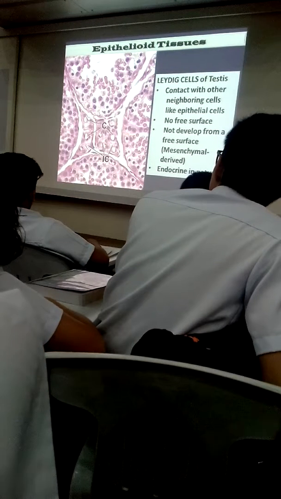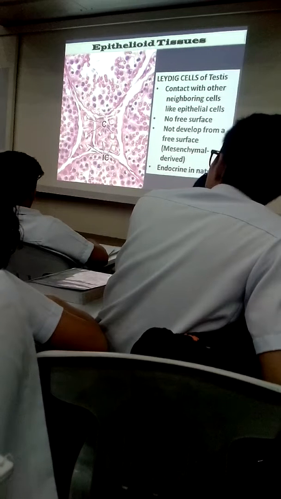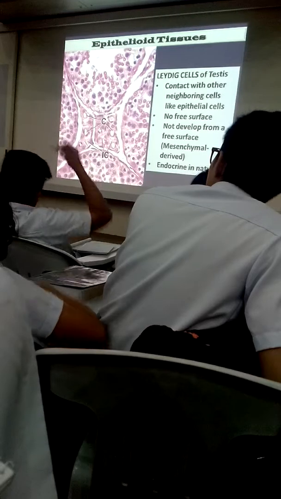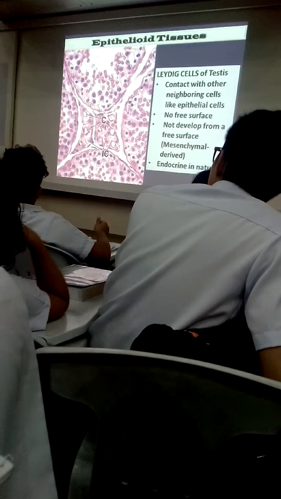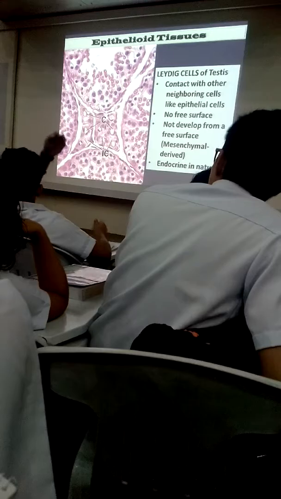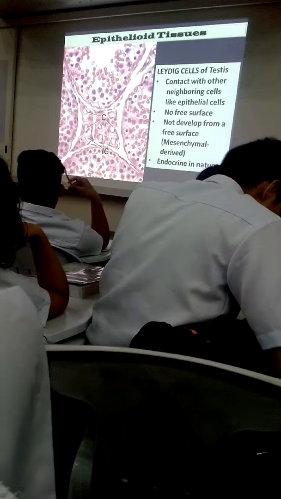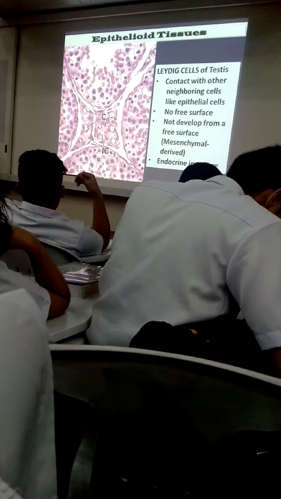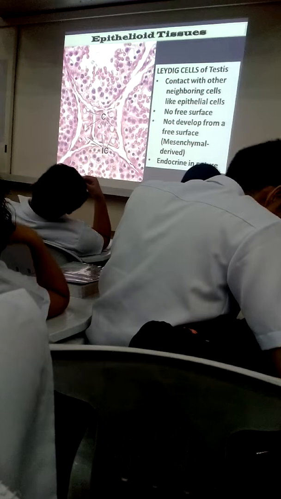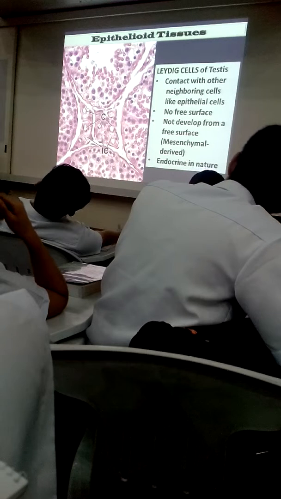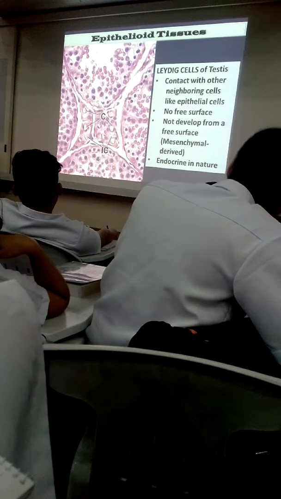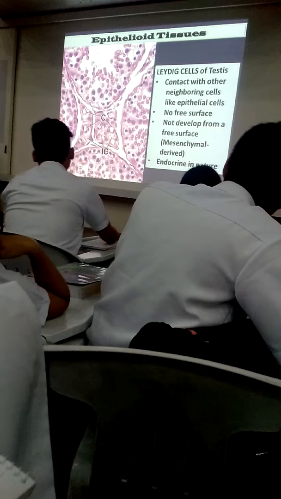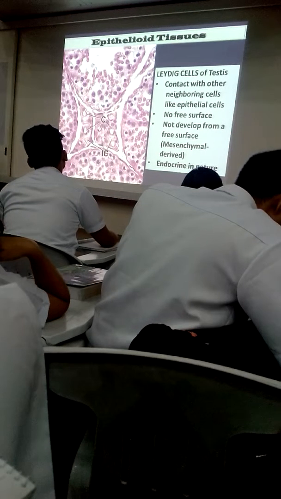So let's just touch on the topic of epithelial tissues. The example that was given was that of the Leydig cells of the testis. So if you remember, epithelium is defined as cells that have the characteristics of epithelial cells, although there are some manifestations which are not appreciated in our tissues. So, for example, with regards to the Leydig cells of the testis, the neighboring cells are in close contact with each other, hence we consider them epithelial-like cells, but they don't have a free surface.